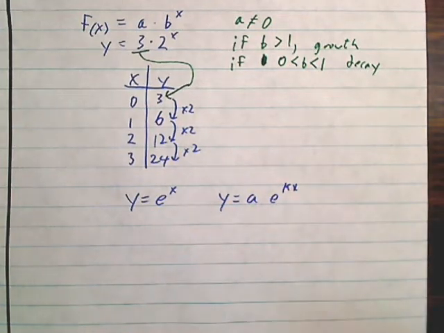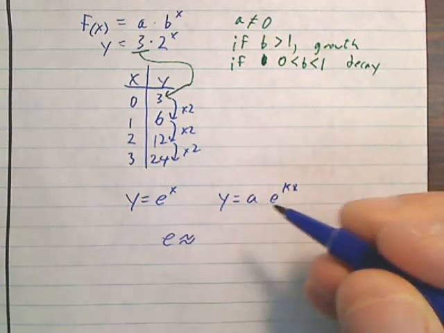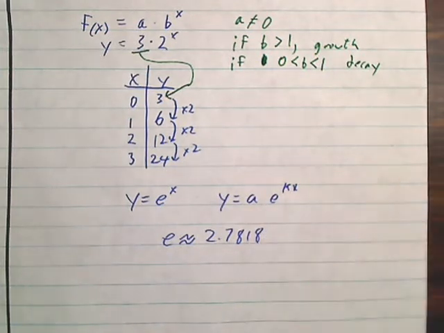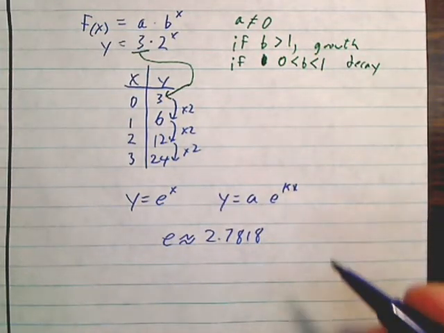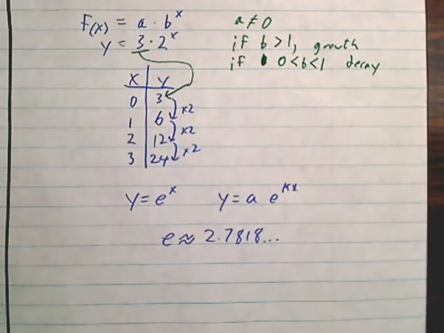Let's go ahead and I have one other little note here for that. e is about 2.7818. This is a very special irrational number. This is on the level of pi. This is one of our fundamental numbers in mathematics.